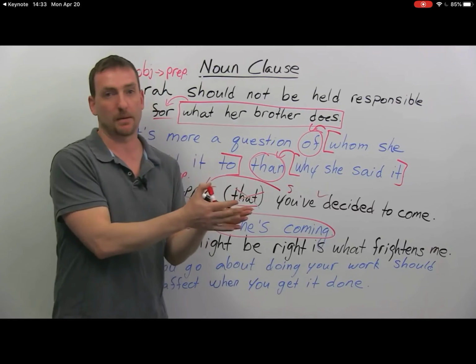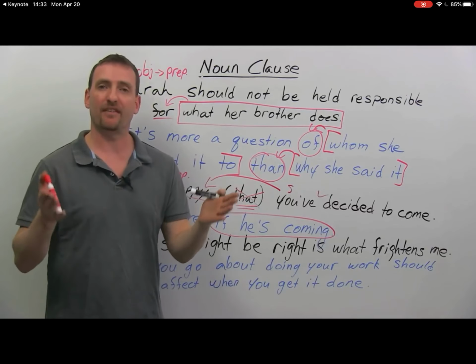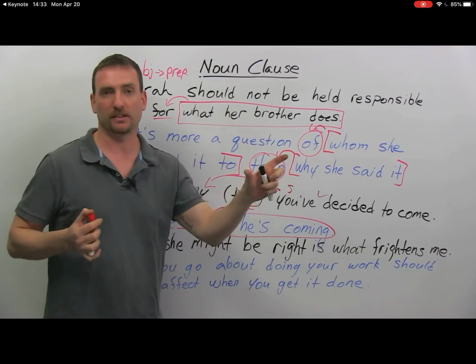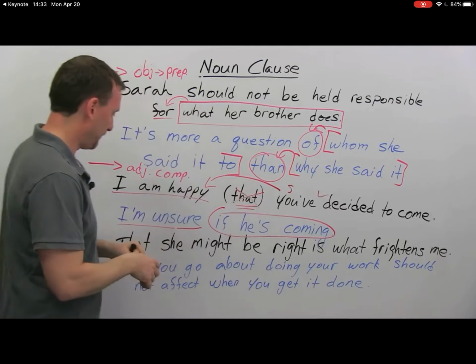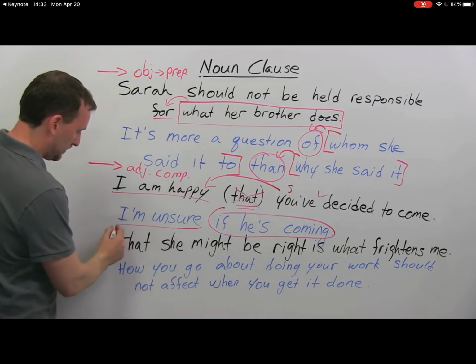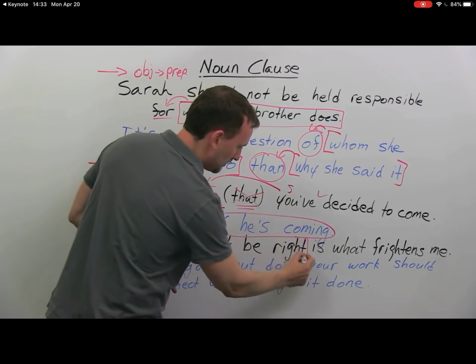Remember I said a noun clause can be a subject, it can be an object. So you can have a sentence that the subject is a noun clause and the object is a noun clause. So it looks very complicated, but it's not. That she might be right.